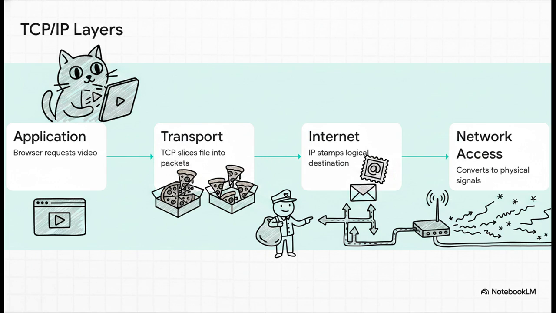Then it drops to the internet layer, which acts literally like a post office. It slaps a logical destination and IP address onto each packet so it actually knows where it's going. Finally, the network access layer grabs all of this and converts it into physical electrical signals or light pulses, just blasting it out onto the cables and Wi-Fi waves.